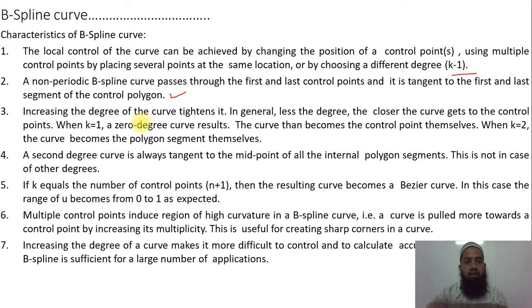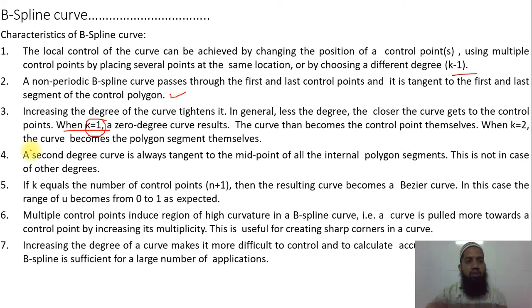Increasing the degree of the curve tightens it. In general, the lower the degree, the closer the curve gets to the control points. When k equal to 1, as I said, it is called the order of the curve, it gives a 0 degree curve. The curve then becomes the control points themselves.